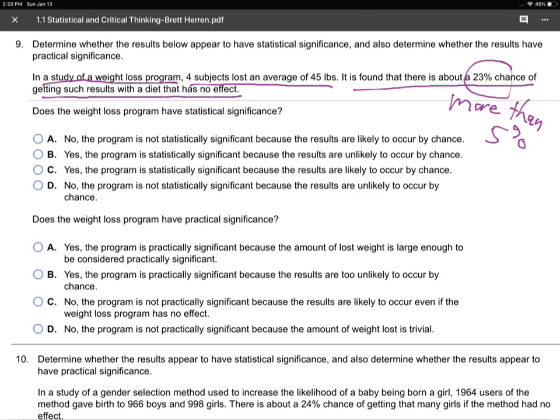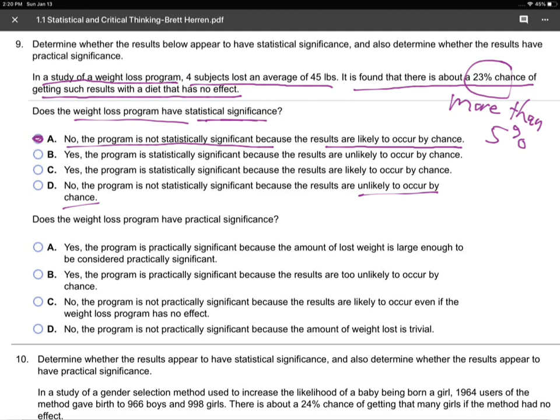So, does it have statistical significance? No. Wait, there's two no's though. No, it's not, because the results are likely to occur by chance. And it says unlikely to occur. Yeah, the results are likely to, it could be chance. They shouldn't use the word likely. Likely actually means more than 50%, but whatever. I know what they mean. So, it's just too light. It's possible. All right, let's go on.